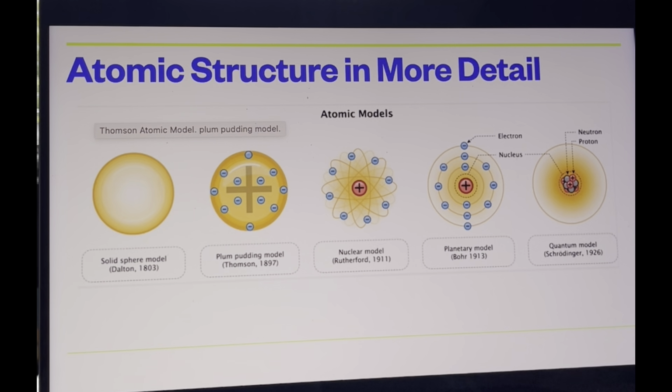This, of course, spelled the end of the plum pudding model of the atom. After all, there was no way to imagine how the alpha particles could possibly bounce off of the target and change direction if the plum pudding model of the atom were correct.